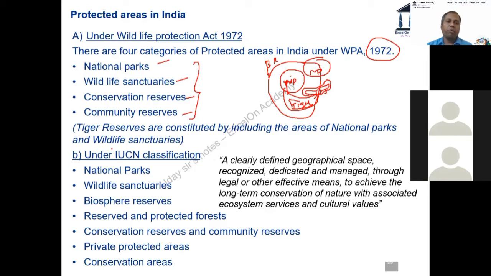The second type of protected area is the IUCN classification. IUCN is the International Union for Conservation of Nature. We will study about IUCN when we talk about the various categories of endangered species. So under the IUCN classification, IUCN has included biosphere reserves because it is more international. There must have been some countries which had biosphere reserves. So it includes biosphere reserves.